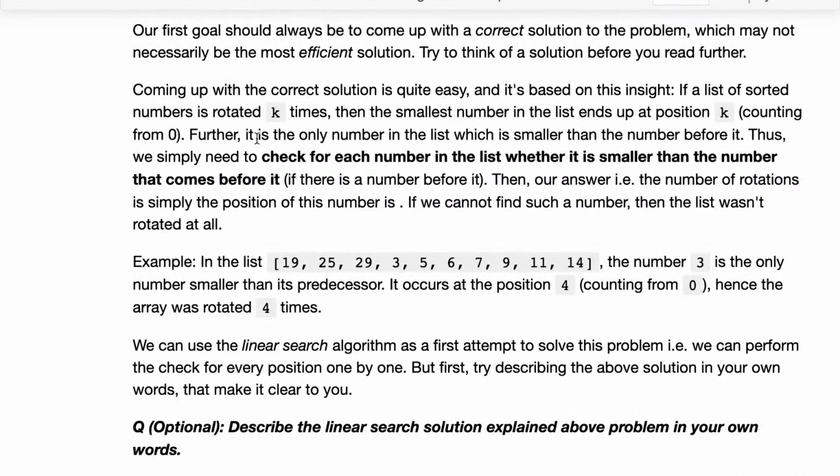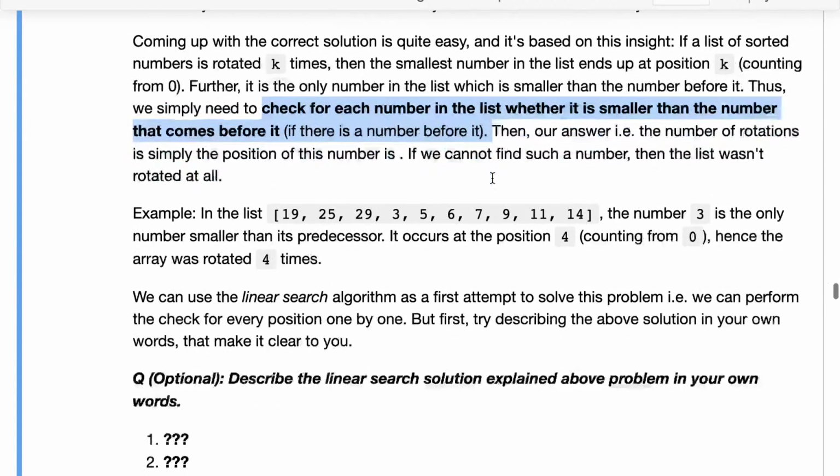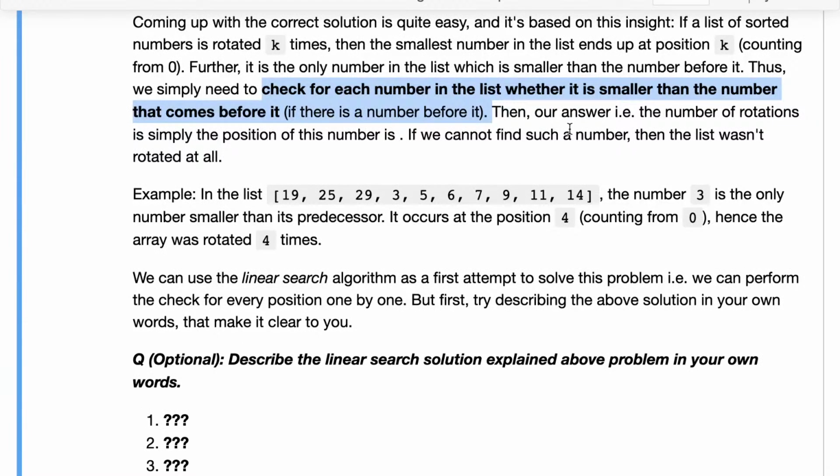So we simply need to check for each number in the list whether it is smaller than the number that comes before it. Then our answer, which is the number of rotations, is simply the position of this number, right? So if you can find the position of the number which is smaller than the number that comes before it, the position of the number is also equal to the number of times the sorted list was rotated. And if we cannot find such a number, then the list wasn't rotated at all.